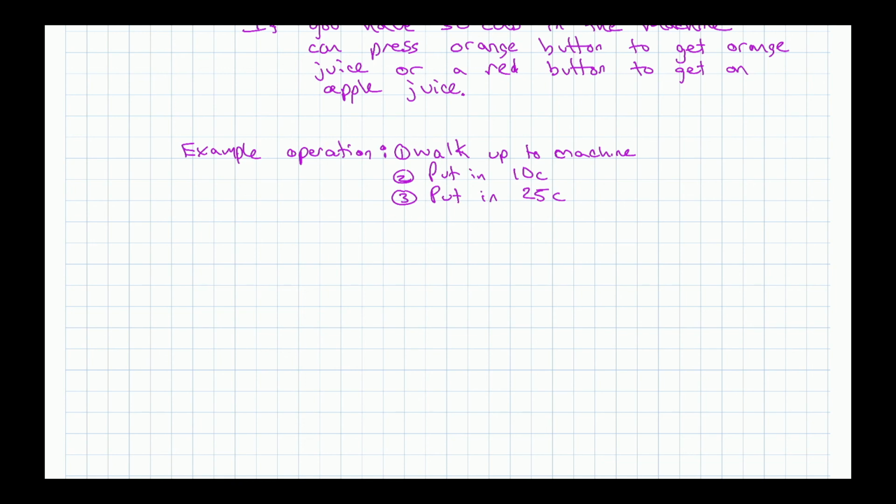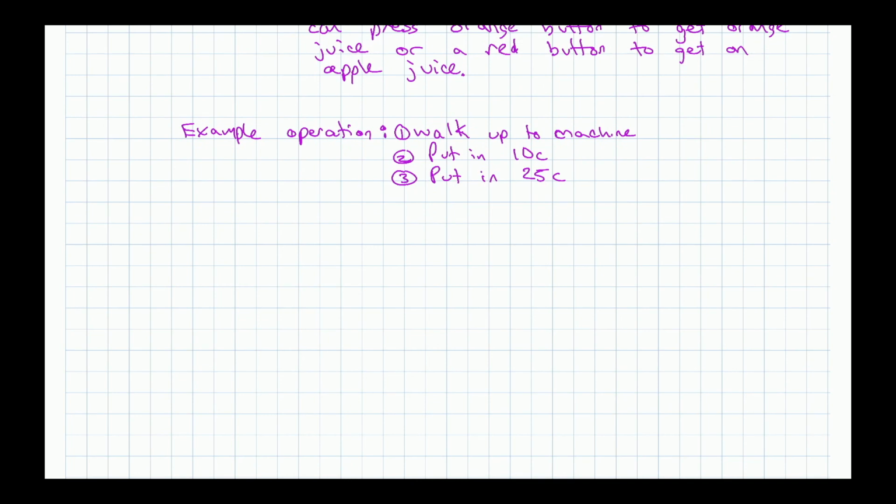So what should happen is, because there's 35 cents in the machine now, the machine should refund you 5 cents. So the machine returns 5 cents. Now there's 30 cents left in the machine. With 30 cents left in the machine, it expects you to press a button.